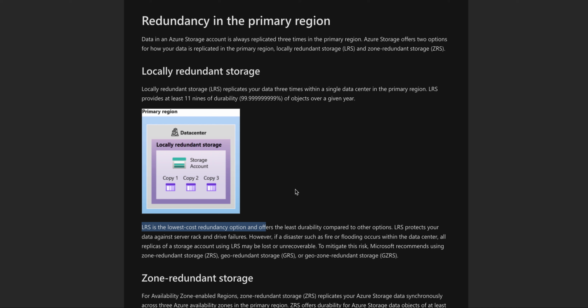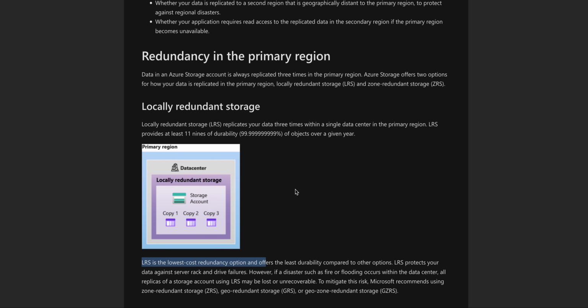and the lowest cost, right? And the whole topic is talking about redundancy in the primary region, right? So in the primary region, the data is replicated 3 times, but depending on how your data is replicated in the primary region, we are categorizing it into locally redundant storage and zone redundant storage.